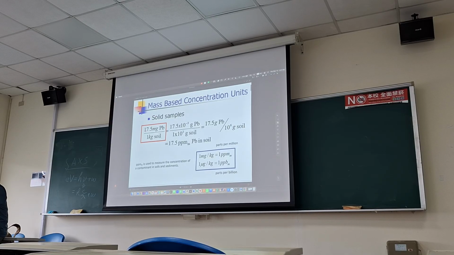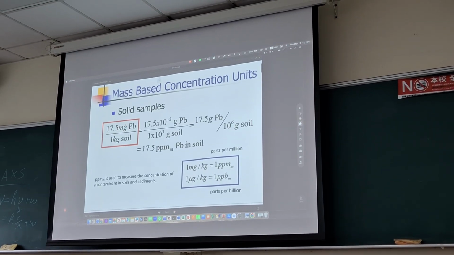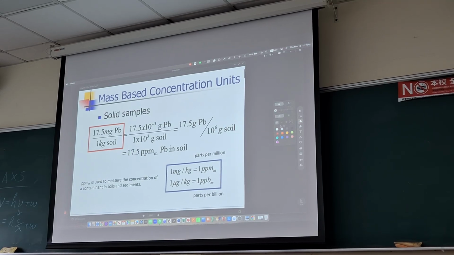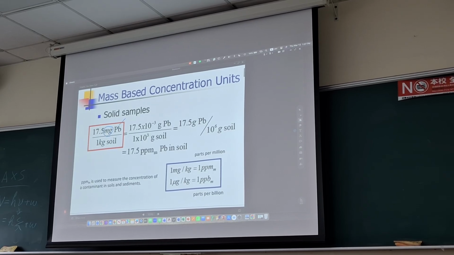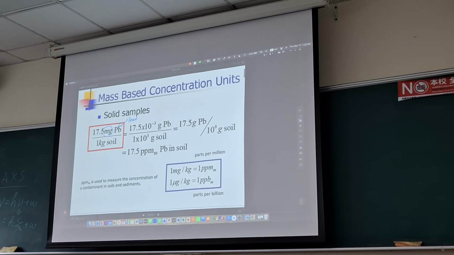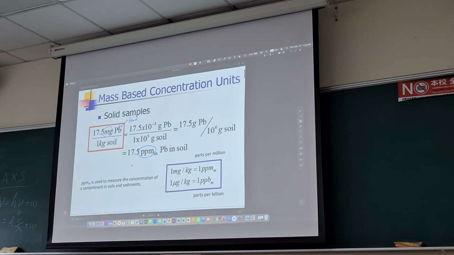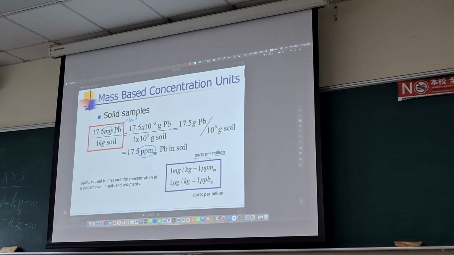So we have 17.5 milligrams of lead in 1 kilogram of soil. I want to convert this into ppm. And ppm stands for parts per million. Okay? ppm stands for parts per million.